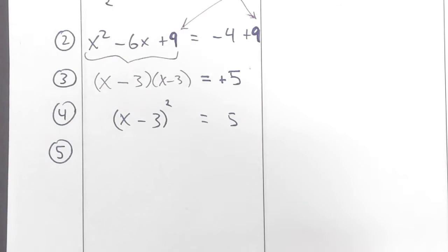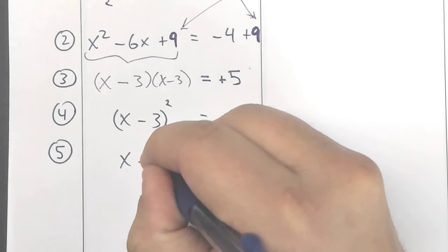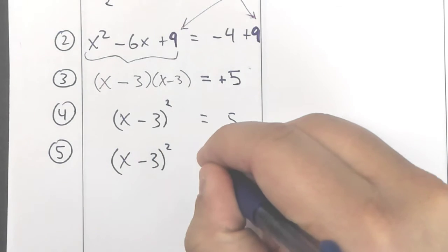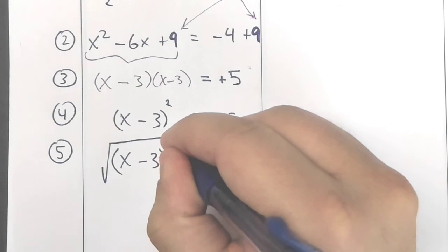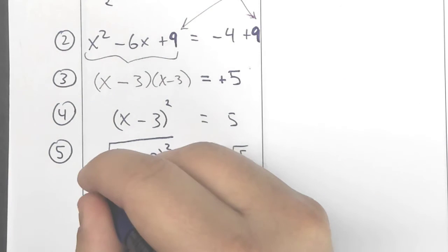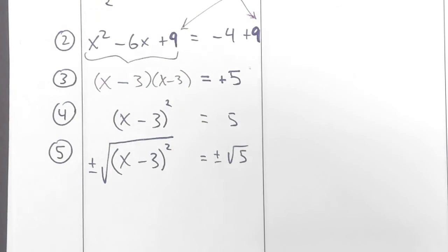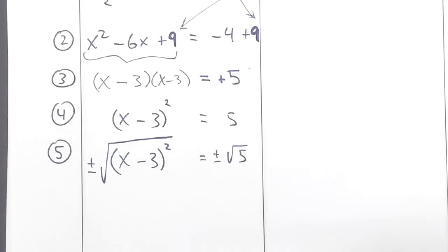We're going to end up taking the square root of both sides, square root to get rid of that squared. So it's just x minus 3 equals the square root of 5, plus or minus. When you take a square root, there's a plus or minus you have to consider, okay?